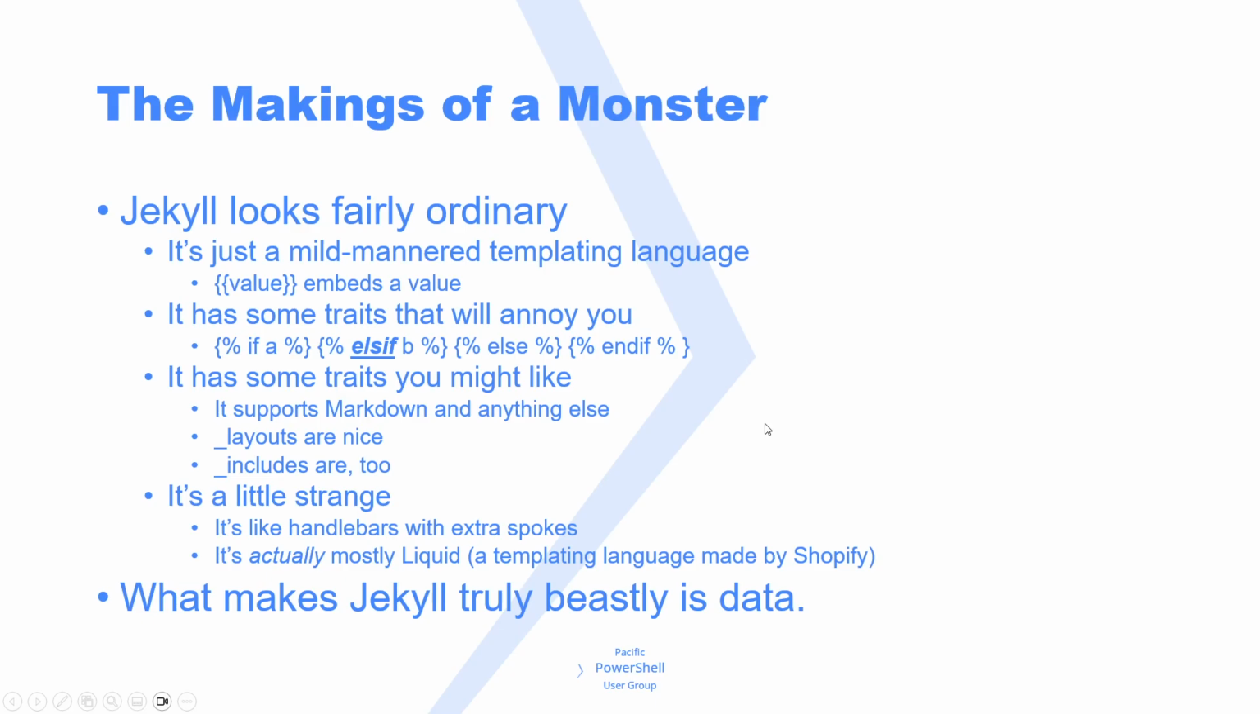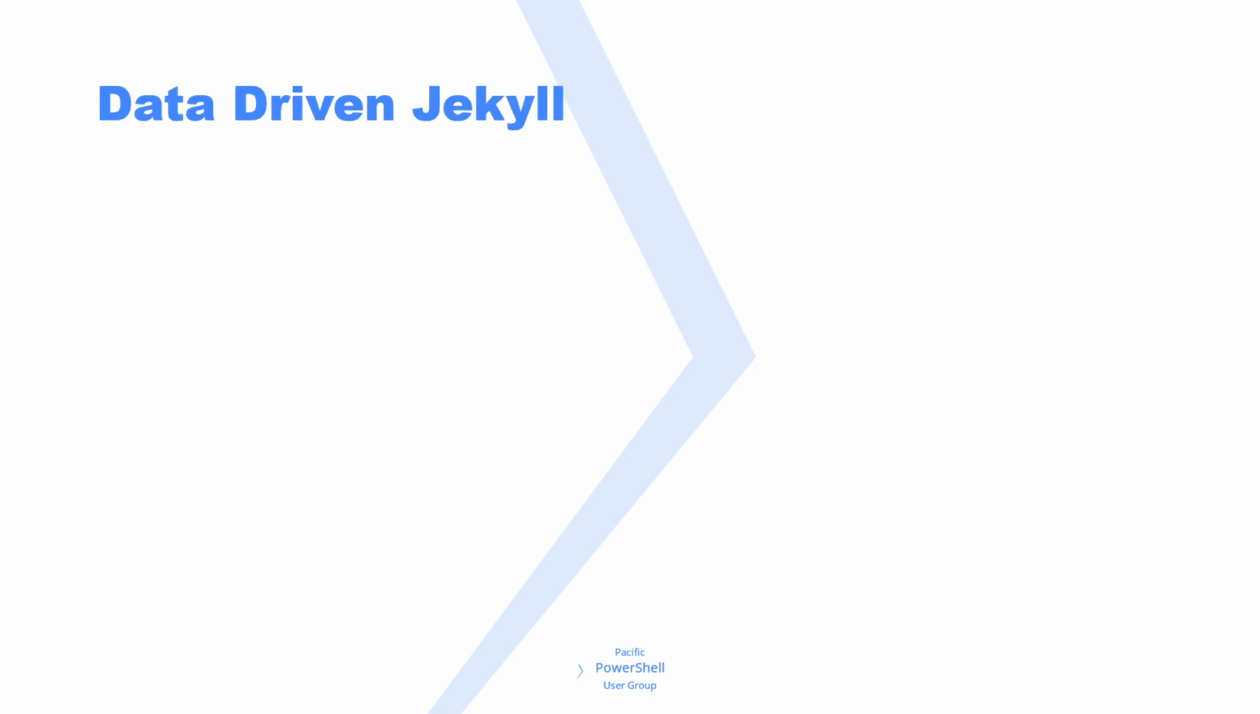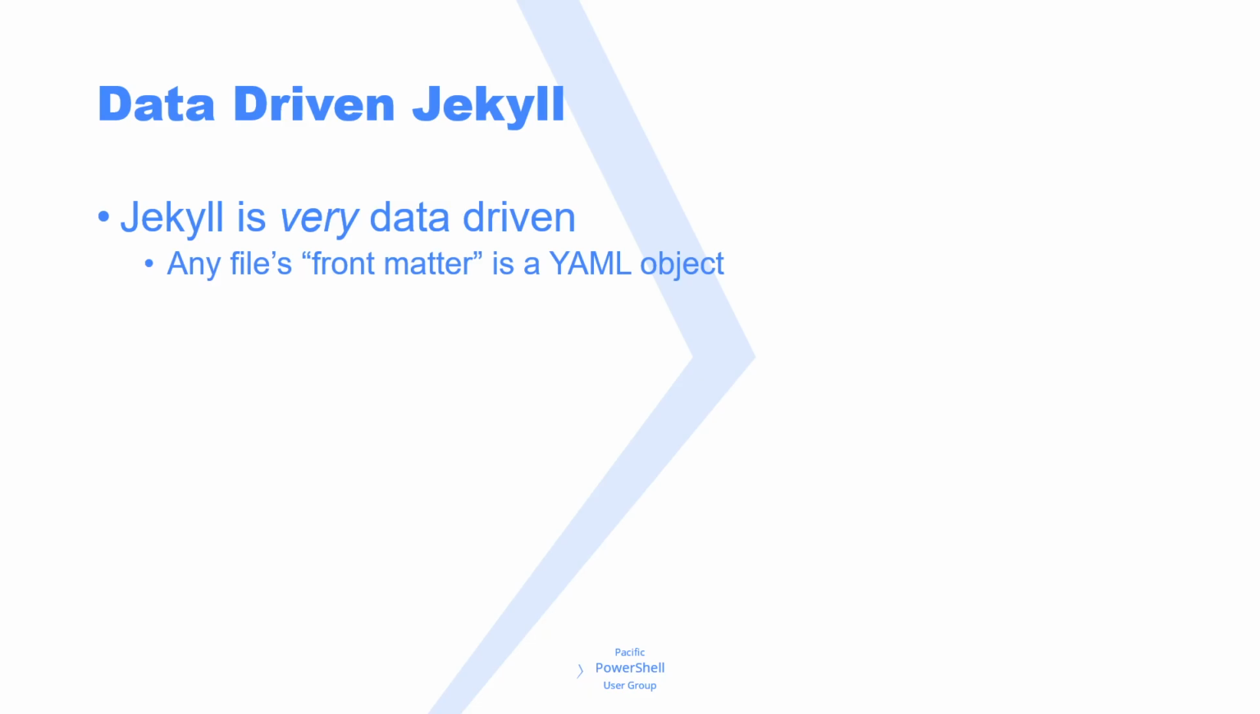What truly makes it beastly, though, is data. And this is kind of where I got to sink my teeth in as a PowerShell nerd. So let's talk data-driven Jekyll. Jekyll is very data-driven. Any file's front matter is a YAML object. Front matter is the first few lines in a YAML header where you have triple dashes and then key, value, key, value. Okay? And you can access this with something like this.